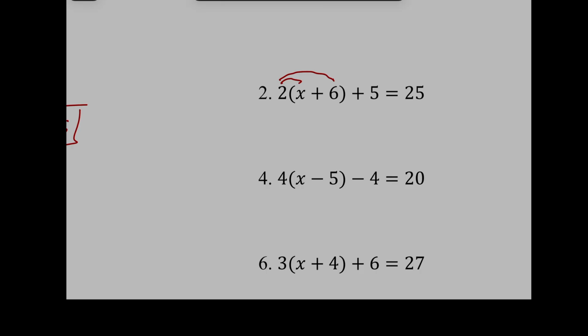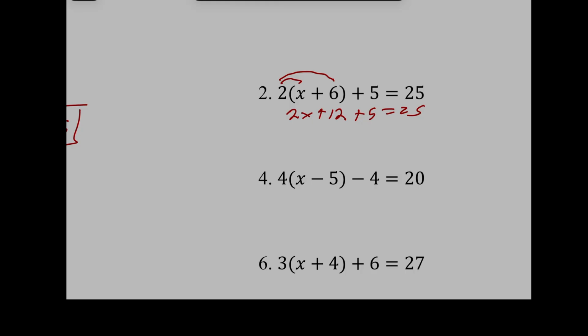All right, I'm going to go on to number 2 because it's a little different. 2 times x is 2x. 2 times positive 6 is positive 12. Notice how I'll say positive and negative. It really helps to keep that straight. Now I'm going to copy everything else. I didn't do anything with that 5. I didn't do anything with the 25, so I just copied.